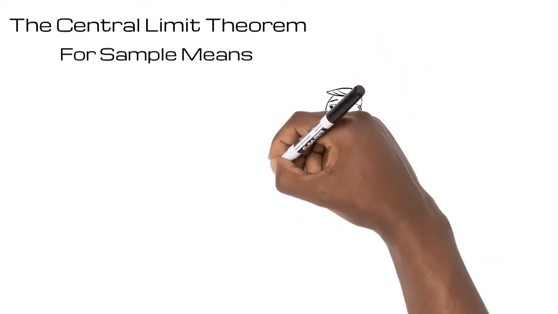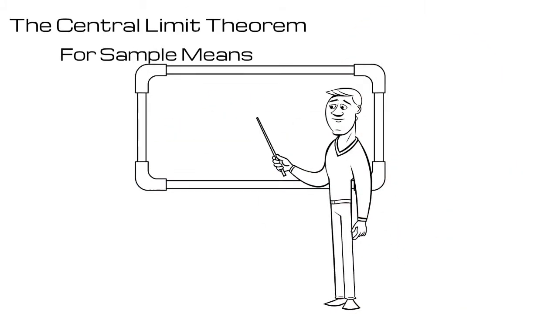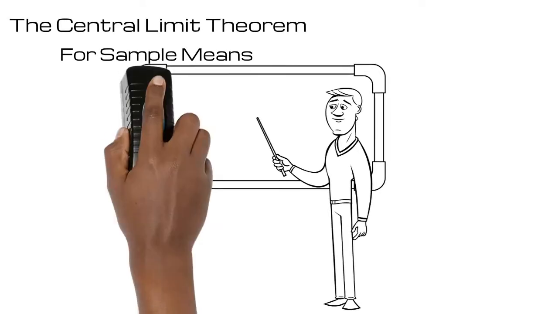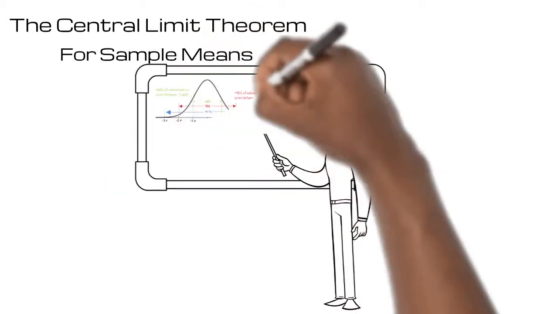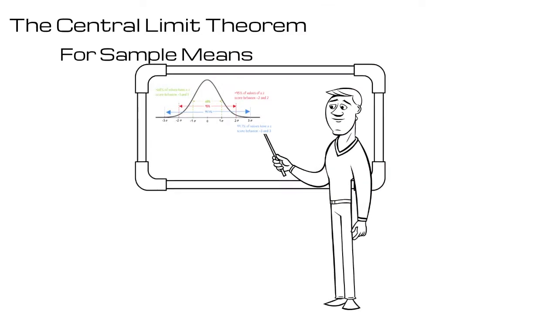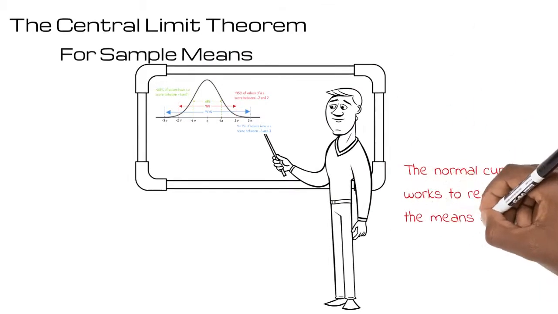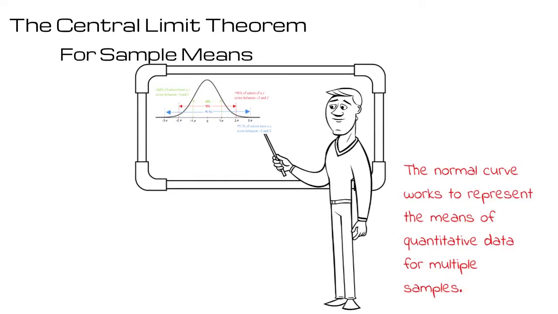In this video, we'll be looking at the central limit theorem for sample means. The central limit theorem tells us what to expect if we collect data from multiple different random samples. In a previous video, we learned that the normal model can be used to represent proportions for several samples. Good news! The normal curve also works well to represent the mean of quantitative data for several samples.